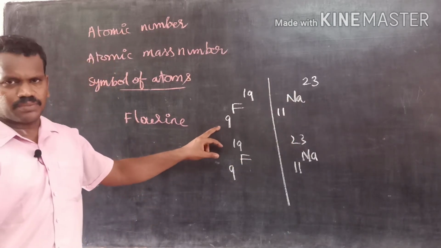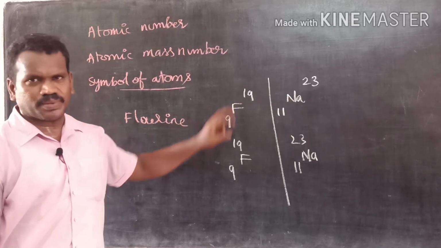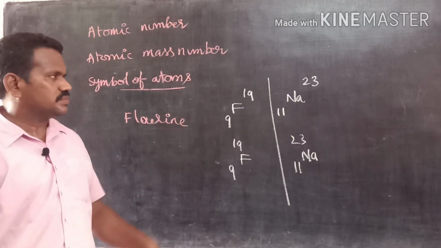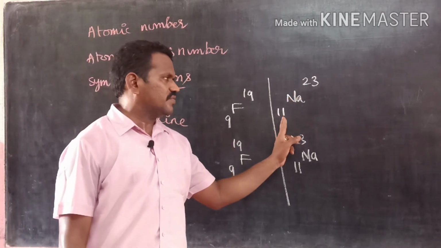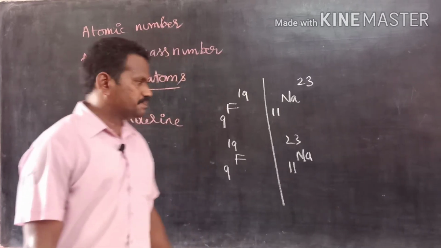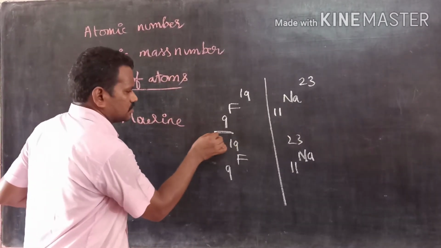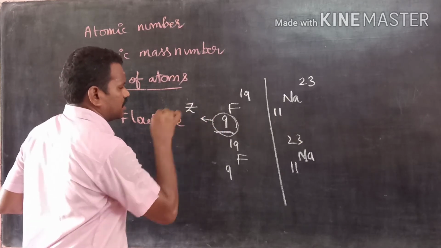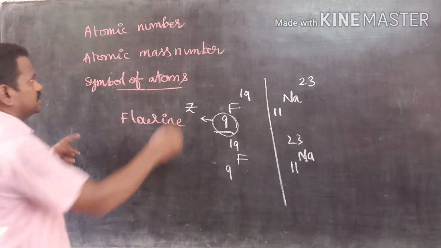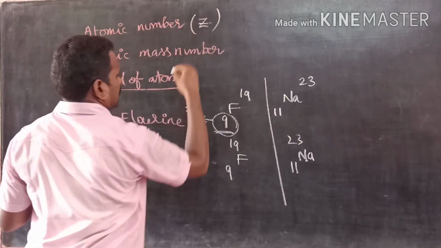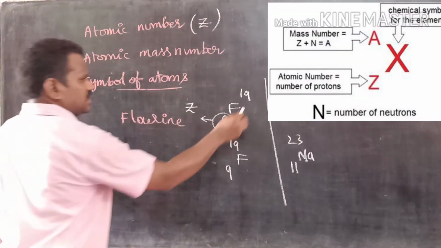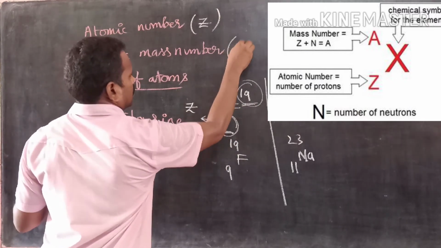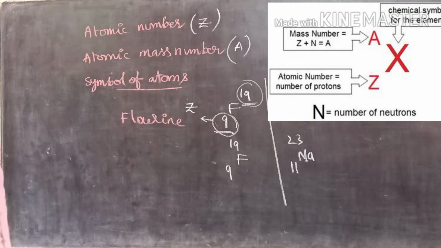Now here we can observe subscript and superscript. Subscript is 9, superscript is 19. In this example, subscript is 11, superscript is 23. What is this subscript? Generally, the subscript indicates atomic number, which is represented by letter Z. So, atomic number is represented by letter Z. What is this superscript? Superscript indicates mass number, represented by letter A.